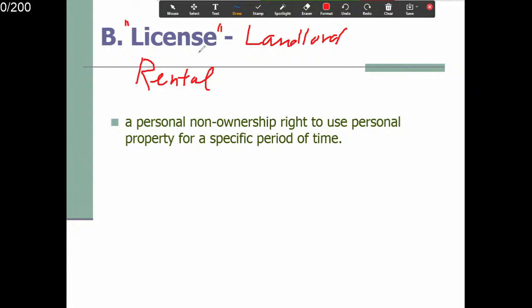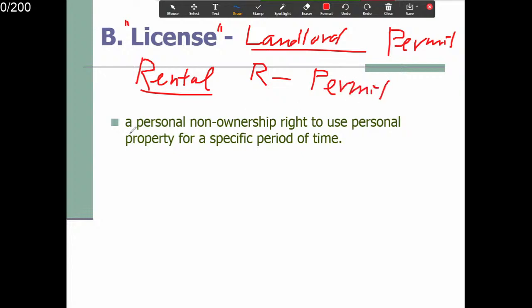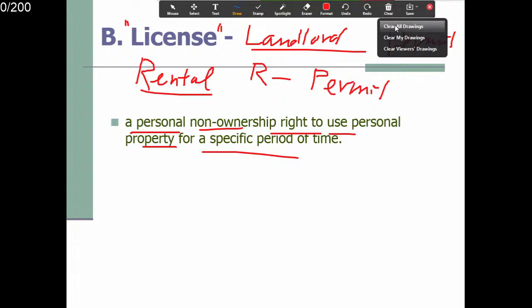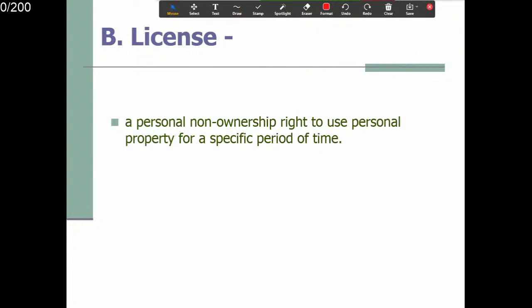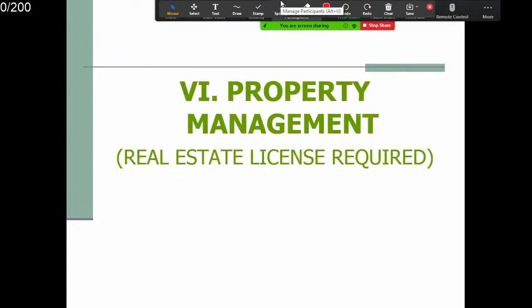So you need a license to do rental, okay? The landlord has to get a permit or license, okay? And then if you're a realtor, you also have to get a permit as well if you manage it for them, right? So a personal non-ownership right to use personal property for a specific period of time, you need to get a license to do that. 如果你帮人家去租房子，还是自己租房子，有些城市它需要你拿牌照来做这个生意的。这个要注意。Okay, property management, real estate license required.